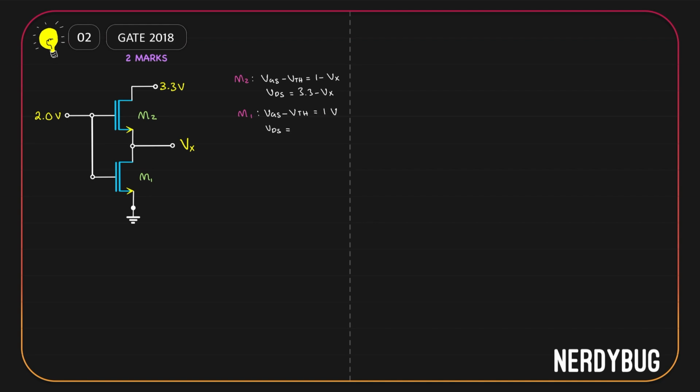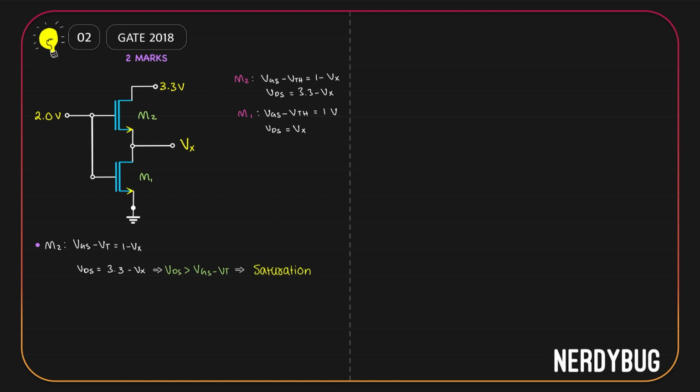What will be VDS? Here the drain voltage is Vx, source voltage is 0. So VDS is Vx minus 0, or Vx. So these are the conditions. Let us try to figure out whether M2 is operating in the saturation region or the linear region. In the case of M2, VGS minus the threshold voltage is 1 minus Vx. Also, VDS is 3.3 minus Vx. Obviously, 3.3 minus Vx is larger than 1 minus Vx. So for M2, VDS is greater than VGS minus VT, and that means M2 is in the saturation region.